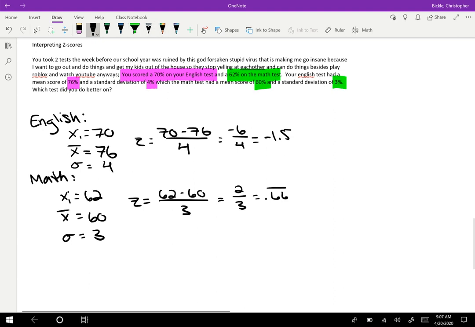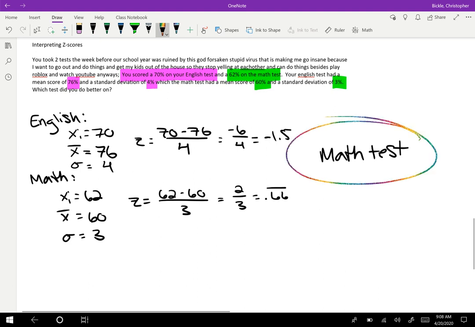So if we look at those two Z-scores, which one of those is higher? 0.66 is bigger than negative 1.5, so you did better on the math test. If you look at yourself in comparison to everyone else and think about the difficulty level and things like that, you did better on that math test because your Z-score is higher there.